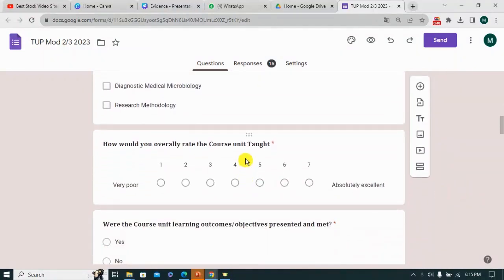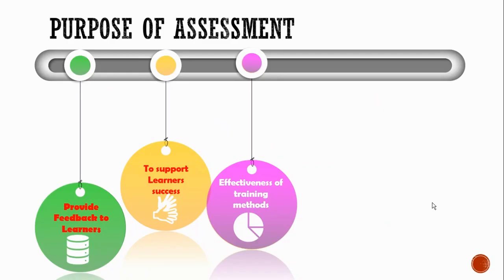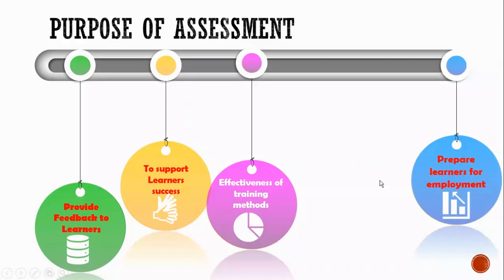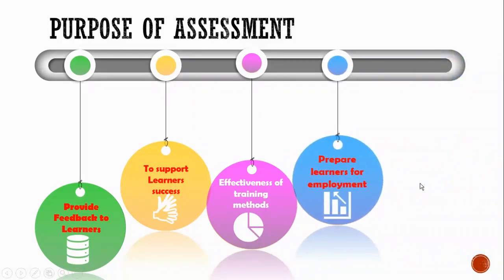On a higher level, you can do what we call return on investment analysis, sometimes called cost benefit analysis of your training methods, especially on financial grounds. So those are the ways of measuring the effectiveness of training methods. Another purpose is to prepare learners for employment.